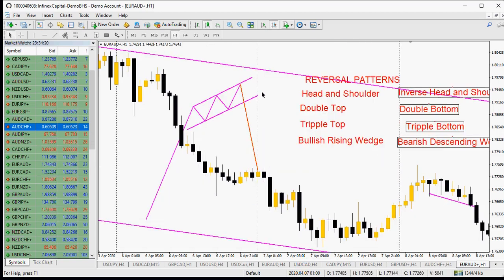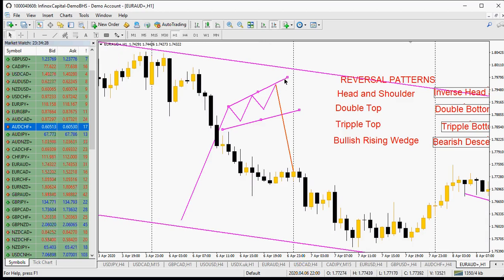Sometimes it may look like this. Sometimes it may look like this, but it's still a bullish rising wedge. It's still the same pattern. By the time it gets here, it drops. So this is a bullish rising wedge. Bullish means it's going up, then it started rising sideways, and then it drops.